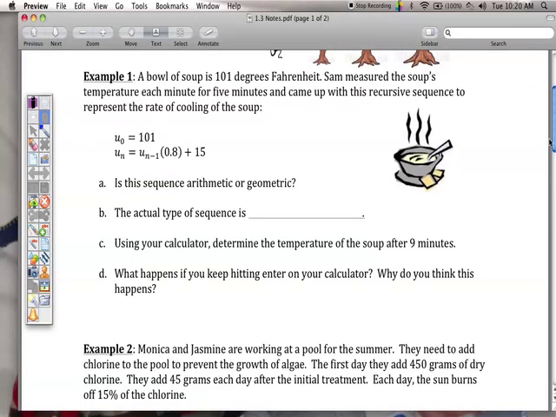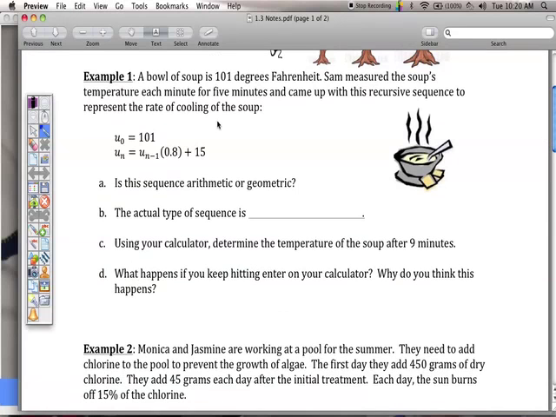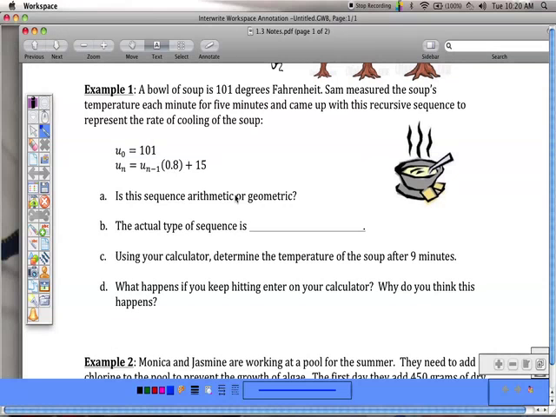Does it have a common difference or a common ratio? This sequence is geometric, has a common ratio of 0.8 or 80%, so it's geometric. Since it does have this plus 15 right here, there's the shift in the graph, so this is called a shifted geometric sequence. Using your calculator, determine the temperature of the soup after 9 minutes. All right, let's go to our graphing calculator and type that in.